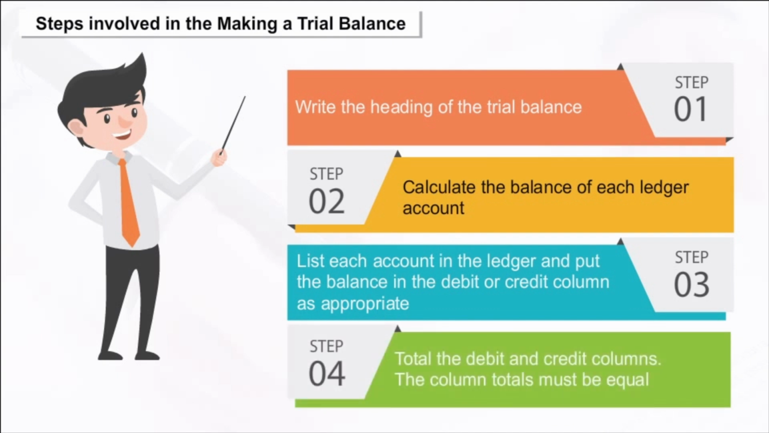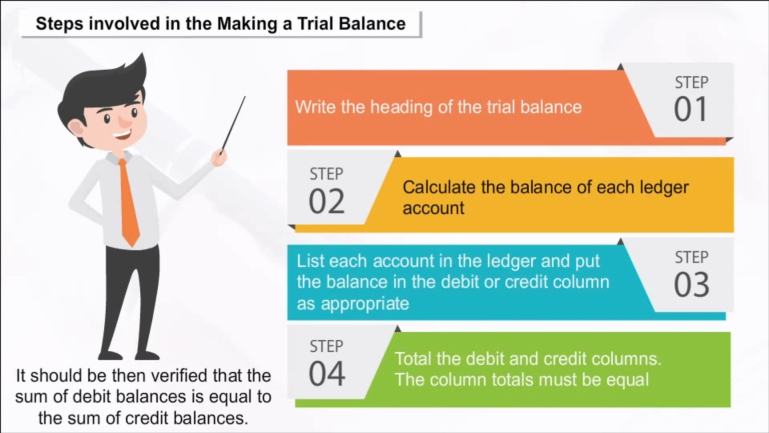Step 4. Total the debit and credit columns. The column totals must be equal. Both debit and credit columns should be totaled. It should then be verified that the sum of debit balances is equal to the sum of credit balances.